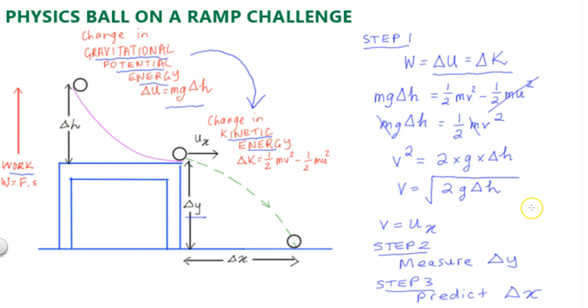And step 3 is to use these values plus any other known values plugged into the relevant suvat equations to be able to calculate and predict delta x, or the range that the ball will travel in the horizontal direction. After that, you'll go on and undertake the investigation and then compare your measured result to what you had predicted.